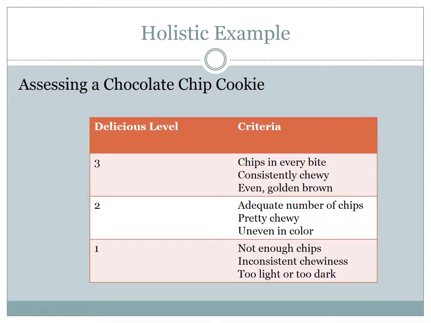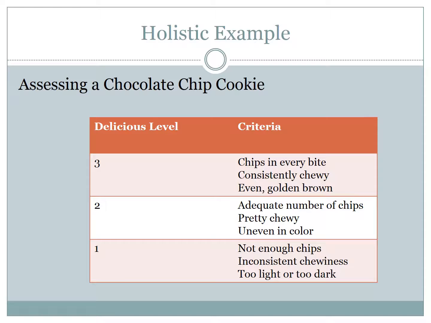Here's an example of a holistic rubric that could be used to assess the chocolate chip cookie task. Delicious, level 3: chips in every bite, consistently chewy, even golden brown. So do you see how we've taken the most delicious chocolate chip cookie, which could be very subjective, and put objective, quantifiable ways to determine. I could see if there's a chip in every bite. I could see if it's consistently chewy. I could see if it's even and golden brown. If you're scoring it, you're probably going to score it the same way because those are very objective criteria.